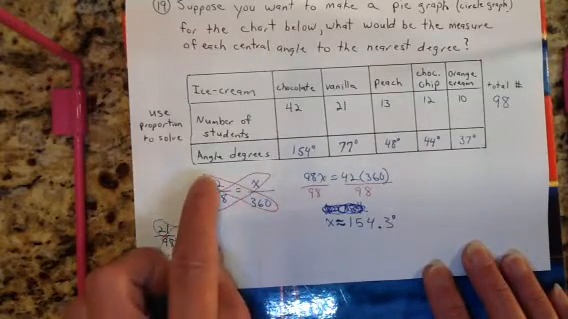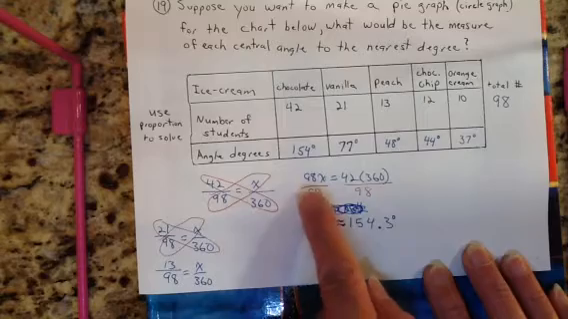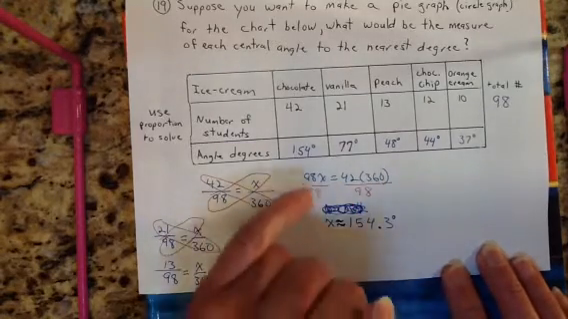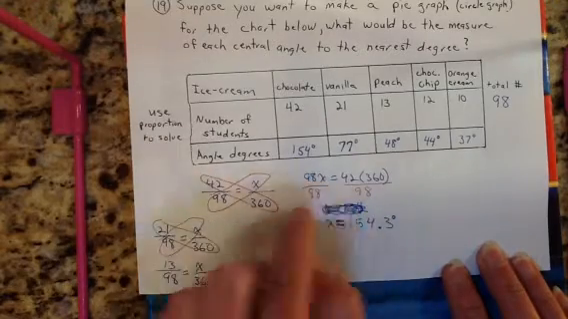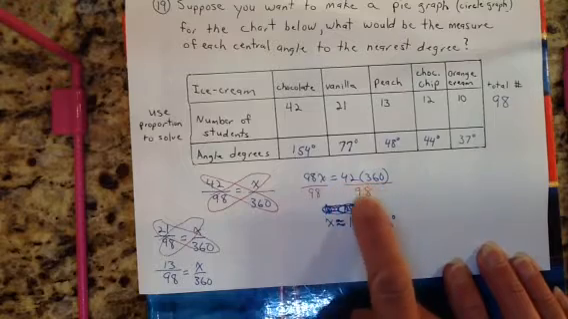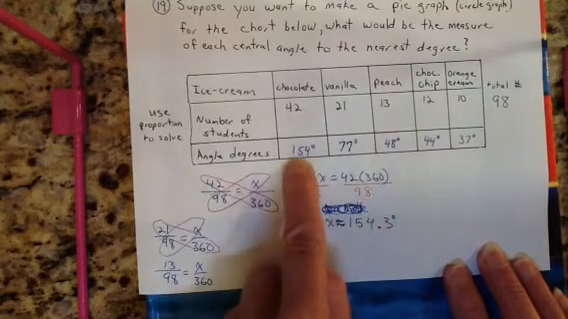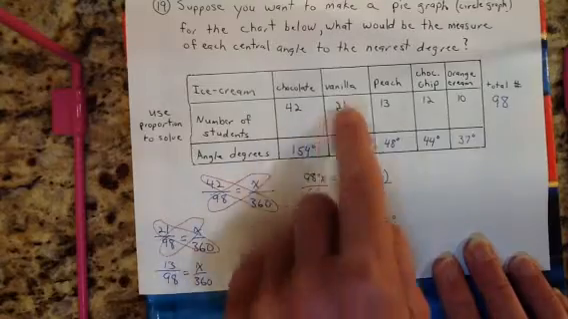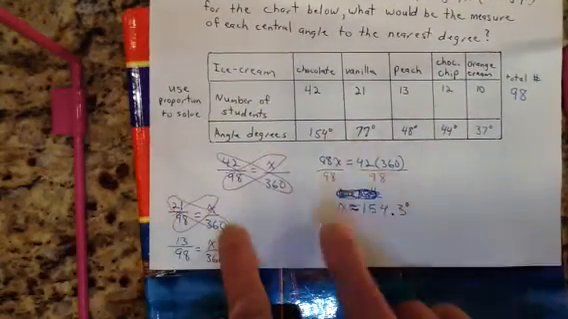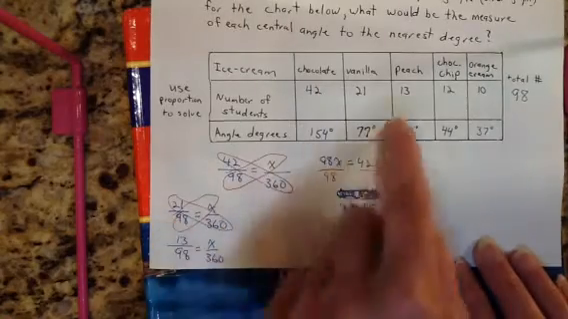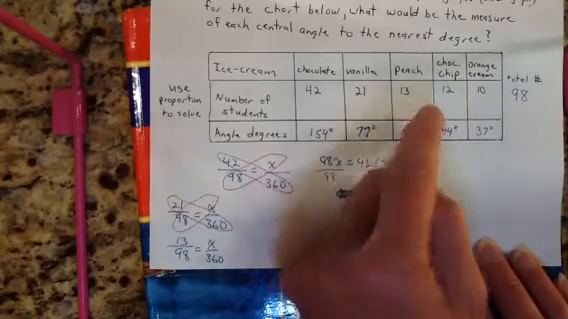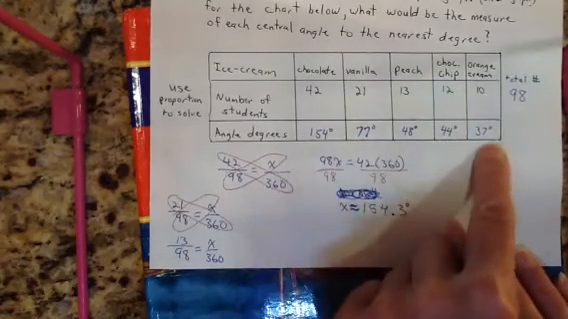You cross multiply. 42 times 360 equals 98 times x. And then you get x alone. So if it's being multiplied by 98, you do the opposite to both sides. Divide by 98. So it ends up being 42 times 360 divided by 98. You get 154 degrees. So you're going to do that for every one of these. Set them up like proportion. 21 times 360 divided by 98. 13 times 360 divided by 98. 12 times 360 divided by 98. And you'll get all these degrees.